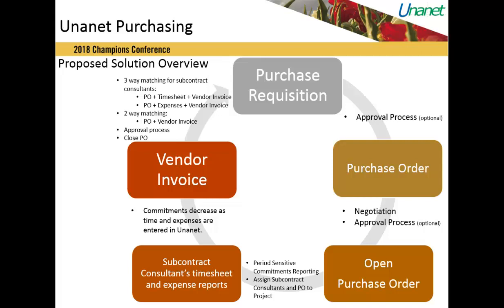If you elect not to have your subcontractors entering their timesheets and expense reports into Unanet, then you'll be able to enter your subcontractors' time in a vendor invoice, giving you a two-way match between your PO and vendor invoice. You will also be able to enter material on the vendor invoice by inserting item code, quantities, unit measure, rate, and amount. A vendor invoice approval will also be available.